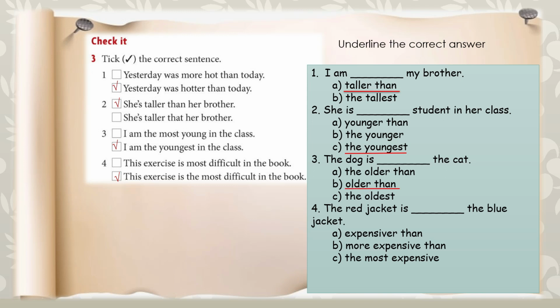And the last one, the red jacket is the blue jacket. So in here we compare between two things again, the red and the blue jacket. So where is the comparative adjective? We have the most, no, because that is superlative. So we have A and B, expensive than and more expensive than. No, the word expensive has 3 syllables. So when we change it to comparative, we have to use the word more. Okay, so the correct answer is B. The red jacket is more expensive than the blue jacket.